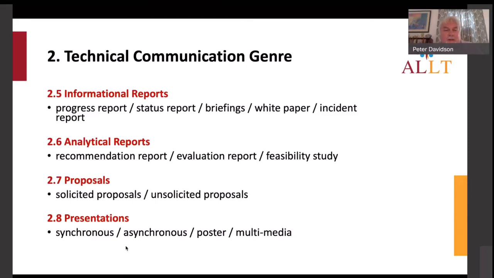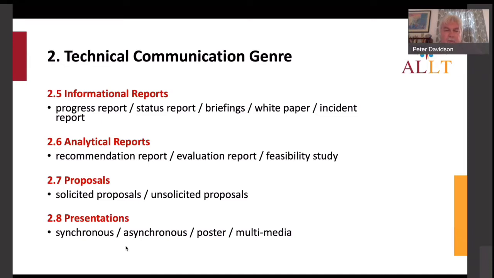2.5, 2.6 is a bit of overlap here with business communication. Rana in her talk mentioned giving her students reports to write in an ESP course. And of course, that's a totally valid thing to do. That's a great thing to do. In technical communication, we break up reports into progress reports, status reports, briefings, white papers, and incident reports, and more analytical reports that require some form of analysis or data input, such as a recommendation report, an evaluation report, or a feasibility study.